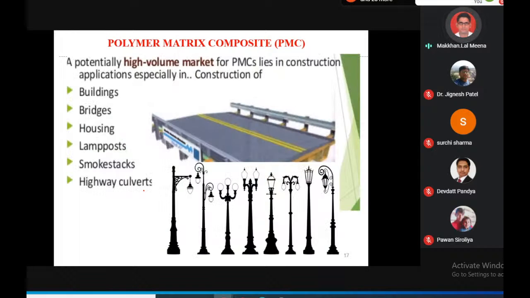These are further examples or applications of PMC. A potentially high volume market for PMC lies in construction applications, especially for use in buildings, bridges, housing, lampposts. These are the different lampposts used on our roadsides, and smokestacks, highway culverts. So PMC is widely used nowadays.